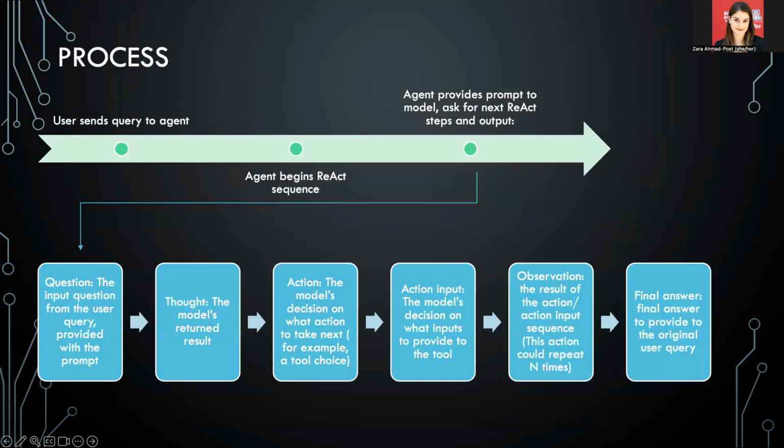This is kind of like what that process looks like, how the agent is going to begin a sequence. The agent's going to provide the prompt to the model for the next steps. Then we have, kind of step through. So we will come back to this. We'll start here next time.